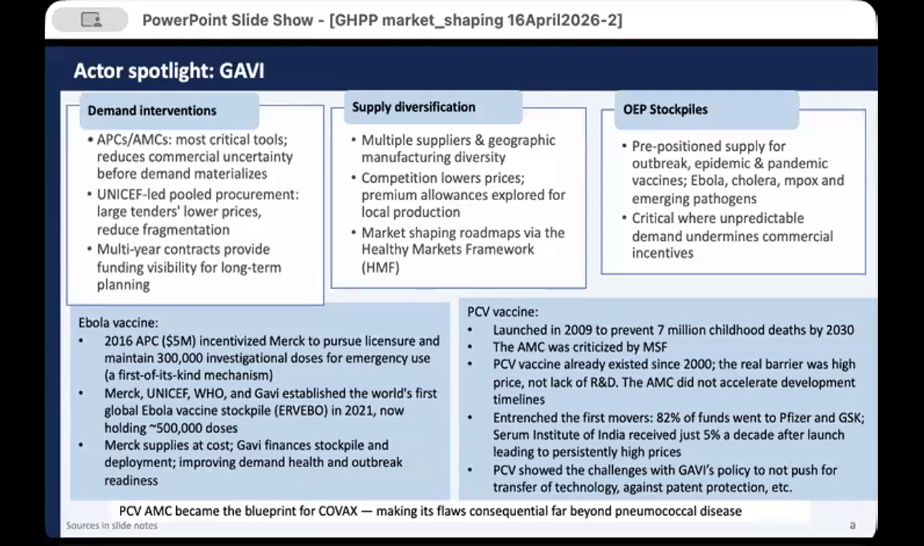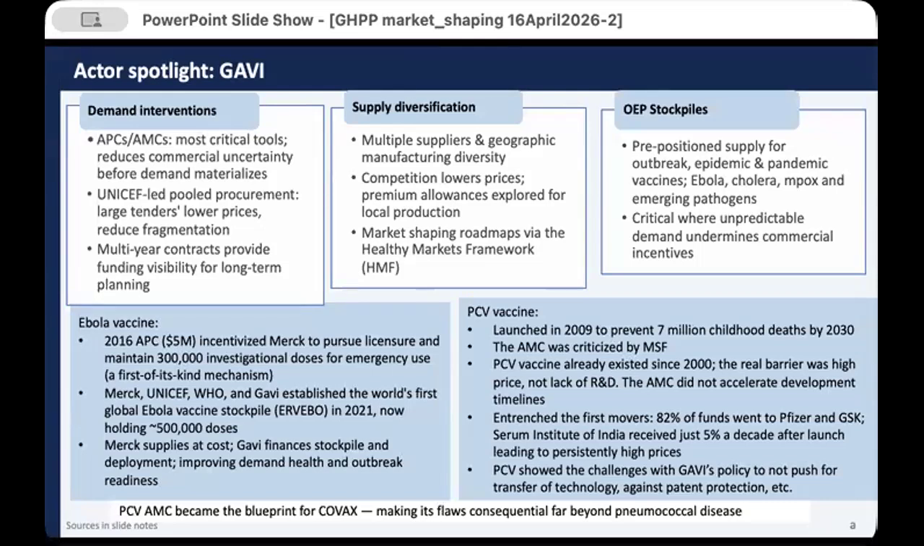I think most of the people on this call would know everything about Gavi, but I just wanted to say a little bit about it. So it's the second actor that I'm going to talk about. Gavi's market shaping toolkit operates again across three different areas. On the demand side, we have the advance market and procurement commitments that are the most critical instruments that reduce the commercial uncertainty for manufacturers even before demand materializes. UNICEF-led procurement aggregates large tenders to ensure lower prices and reduces market fragmentation, while multi-year contracts provide funding visibility for manufacturers, which they need for long-term planning.